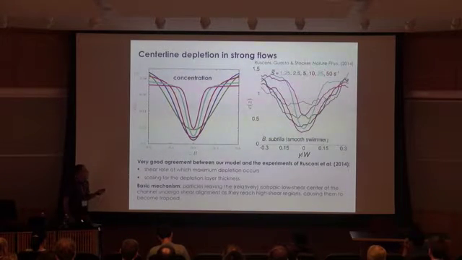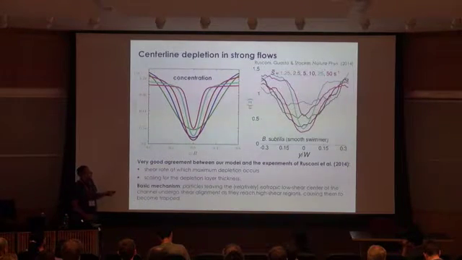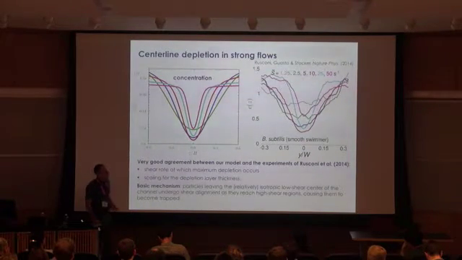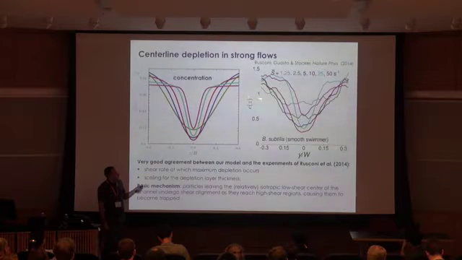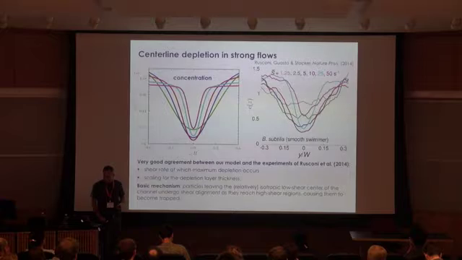So here I'm showing you the concentration profile. I'm not showing the walls, so the walls are out of the frame here. I'm showing near the center of the channel, and what you find is that when you increase the flow rate, there's a depletion that occurs near the center. And this is something that was also recently seen in experiments from Roman Stocker.